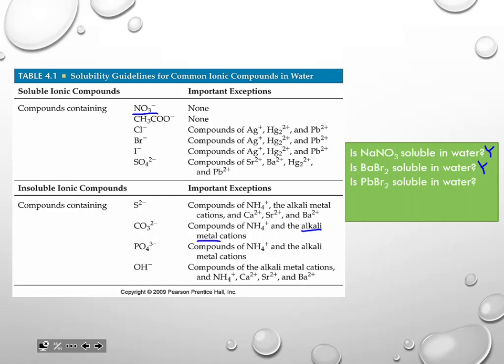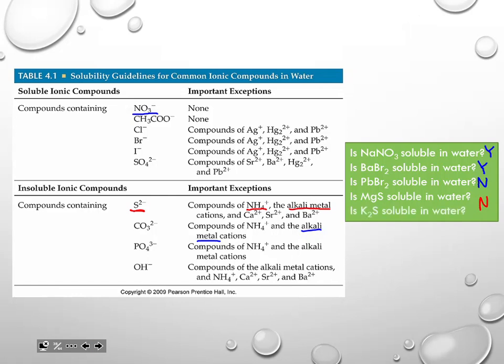How about our next one? Lead bromide. Looking at the bromides again, mostly soluble, but lead is an exception. So this one is not soluble. This one would be a precipitate. And last but not least, is magnesium sulfide soluble in water? Well, let's look at our sulfides. These ones are typically insoluble. Exceptions are ammonium, alkali metals, calcium, strontium, barium. Is magnesium one of the exceptions? No, so this one is also not soluble.